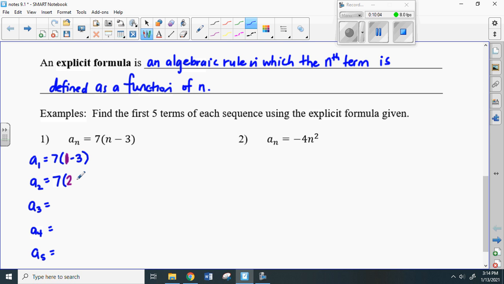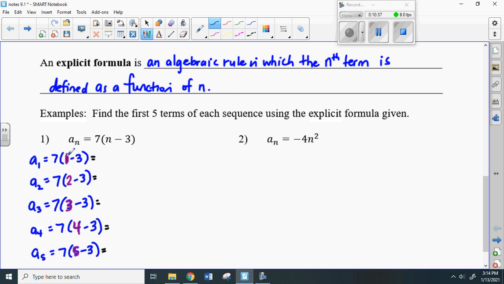All right, do you get the idea? And then for the next one, I'm going to plug in 3, and then 4, and then 5. All right, but the only thing that can change is the n number. All right, and then I have to actually work them out. I actually have to do the math. Okay, so that should be hopefully easy enough for you.